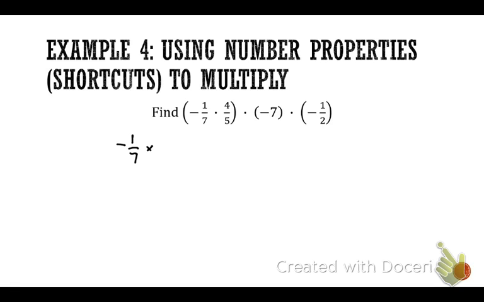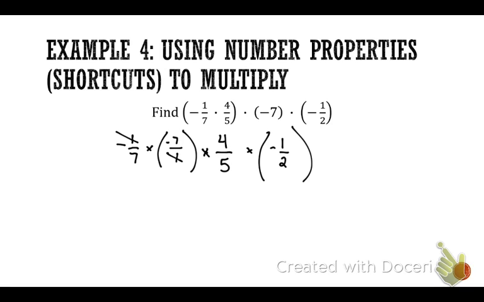-1/7 times -7/1. And remember, the only reason I use parentheses is to separate a double sign here. Okay? Now let's bring down everything else. Times 4/5. I'll use the x for the times. Times -1/2. All right? So now, just like we just said, our 1's can cross cancel and our 7's can cross cancel.